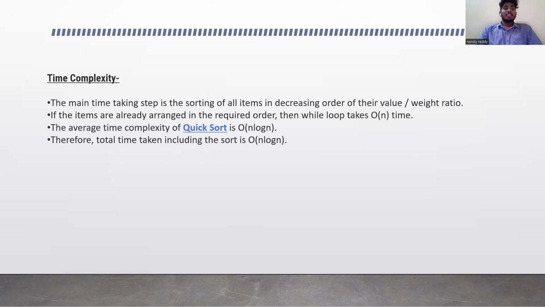Time complexity. The main time-taking step is the sorting of all items in decreasing order of their value by weight ratio. If the items are already arranged in the required order, then the while loop takes big O of n time. The average time complexity of quick sort is n log n. Therefore, the total time taken including the sorting is big O of n log n.